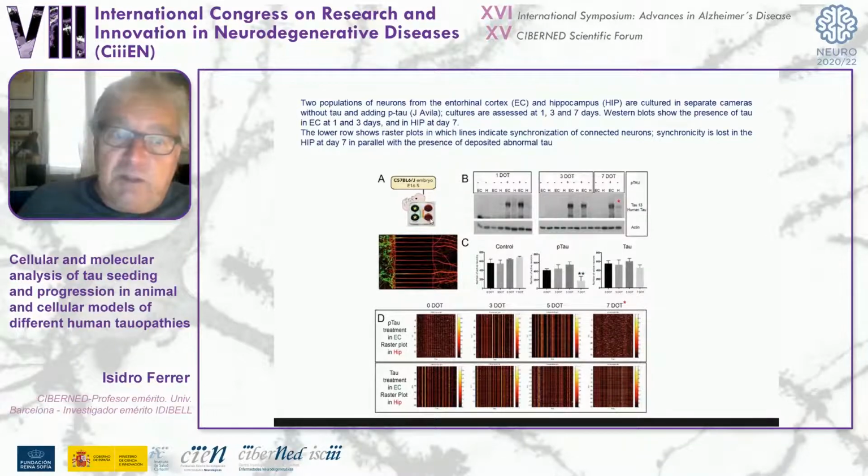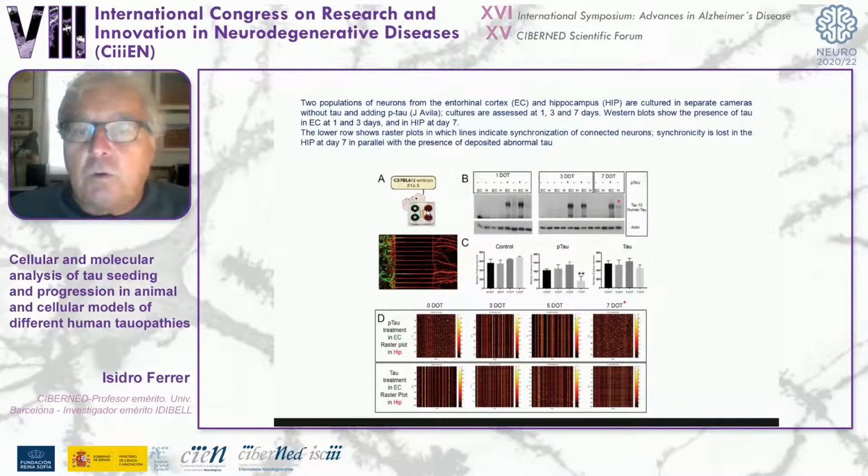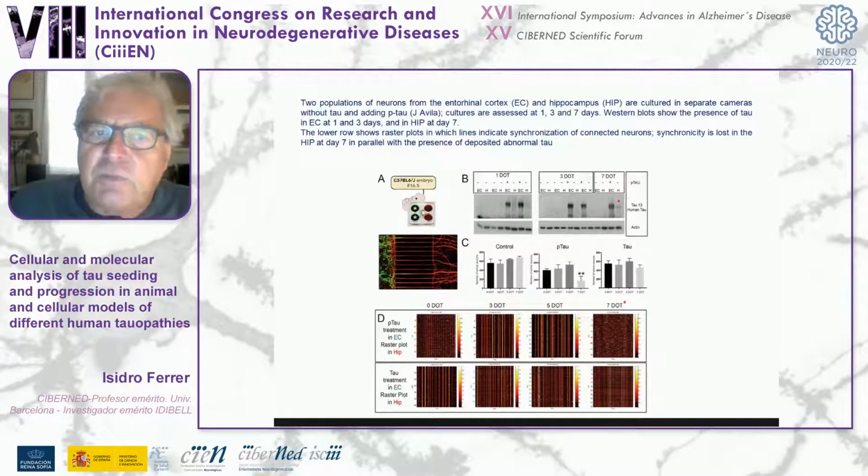The other one is a bit more complicated, in which we have used two different types of neurons. One of them is cells from the entorhinal cortex, and the other one cells from the hippocampus. What we are trying to do is to know what kind of interaction exists between these two different populations located in different compartments. So in one place we put tau in the entorhinal cortex, and we try to know whether this tau is transported through the axons to the other compartment in which we have located the hippocampal cells.